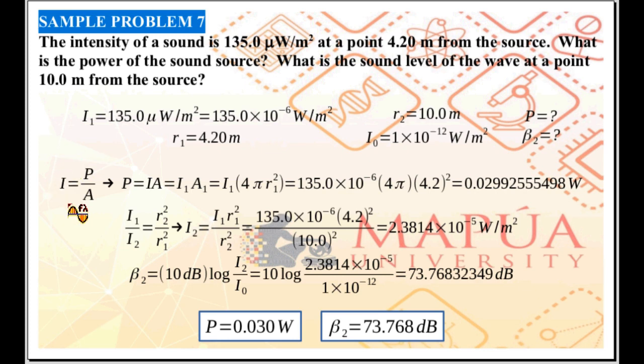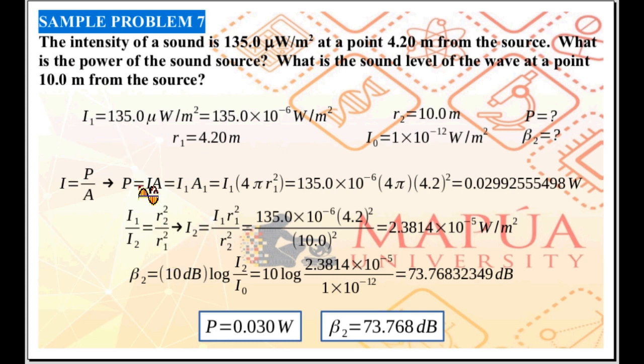For a sound wave, we know the intensity I is equal to P over A. Isolating P, P is equal to I A. For point 1, for radius R1, we have P is equal to I1 A1. And A1 is the surface area of a sphere of radius R1, which is 4 pi R1 squared. Plugging in the known values, the equation is complete. We are able to calculate the power of the source. P is equal to 0.030 watts.